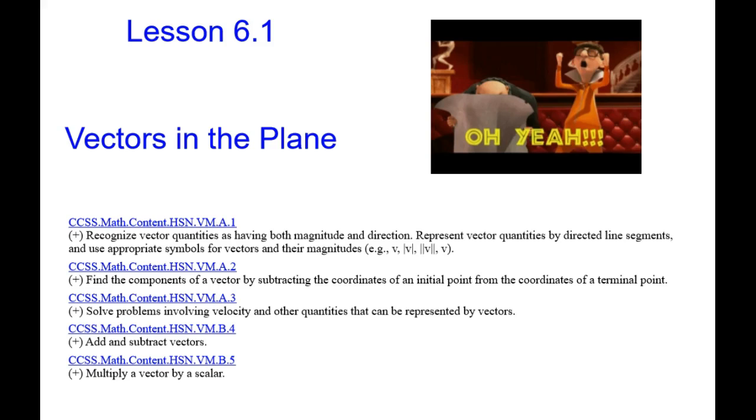This lesson had many new terms and ideas, a lot of new notation, so it might be to your benefit to go back and rewatch some of the key parts of this lesson.